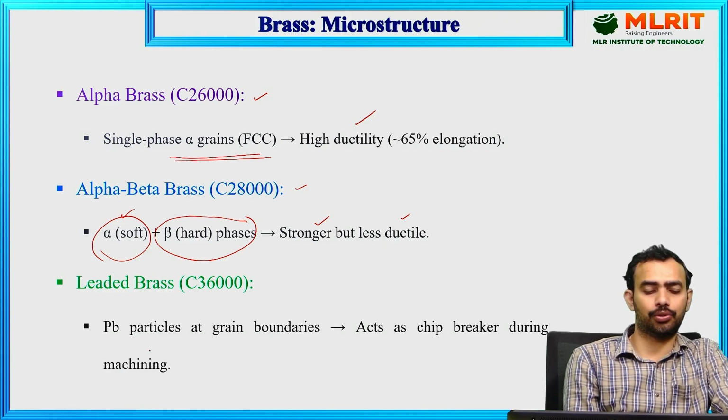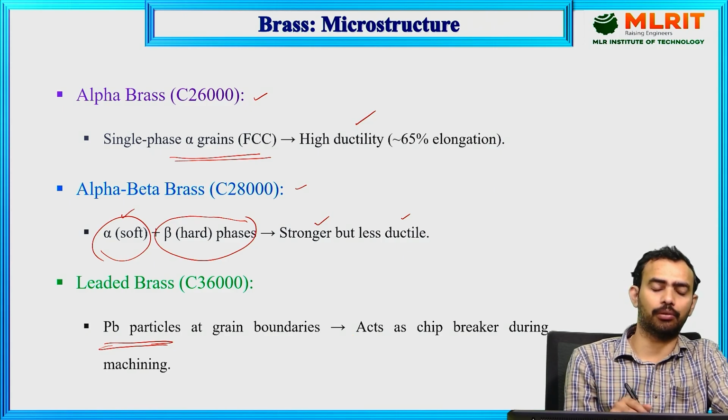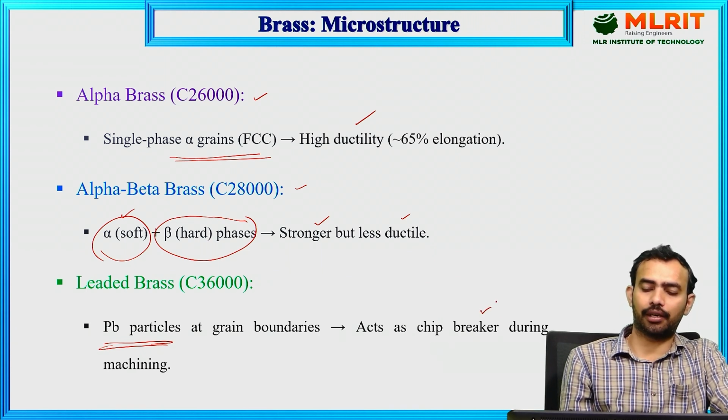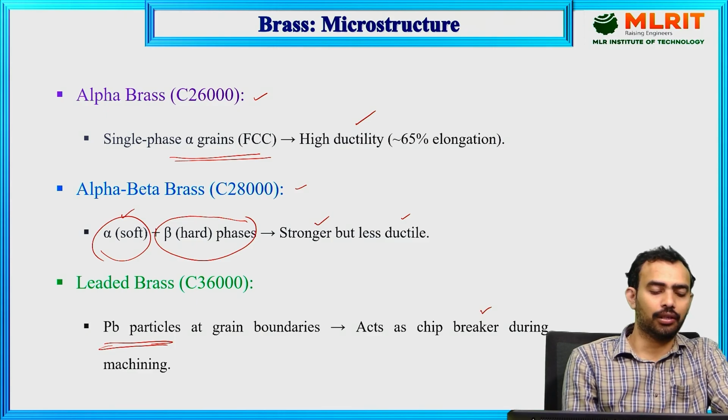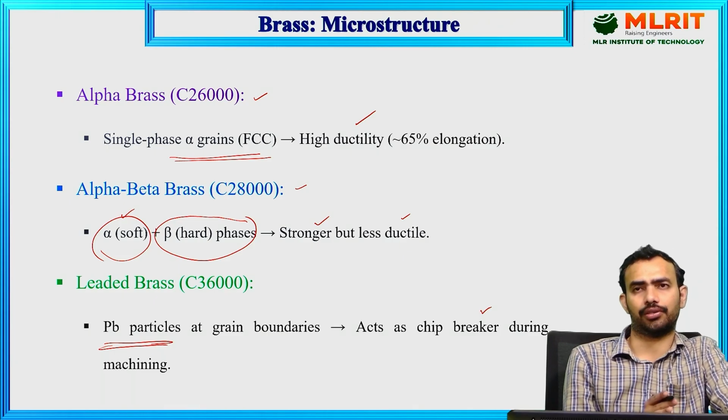In leaded brass, you can observe lead particles at the grain boundaries. In the grain boundary regions we are able to see the lead particles in the microstructure. These act like a chip breaker during machining. So because of the presence of lead particles, it significantly improves the machinability characteristics of the copper alloys.